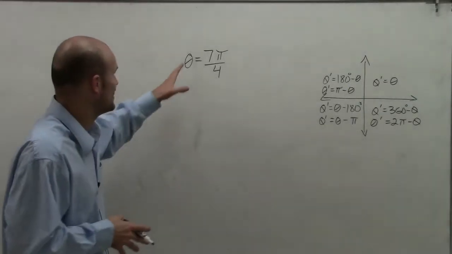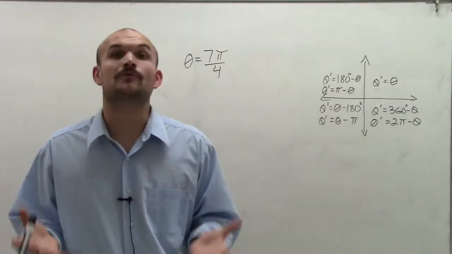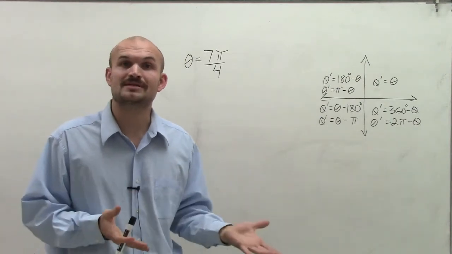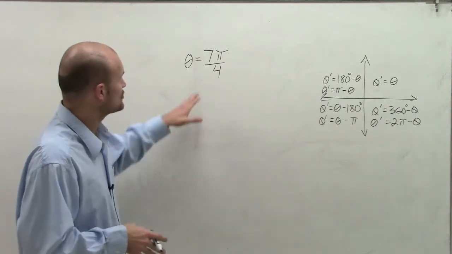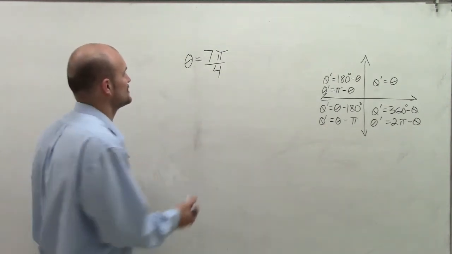Welcome. Here we go. So I have theta equals 7 pi divided by 4. And what I want to do is find the reference angle. And remember, the reference angle is the acute angle between the terminal side of your angle in standard position and the horizontal axis. So first of all, I need to determine where even is the terminal side of this problem.